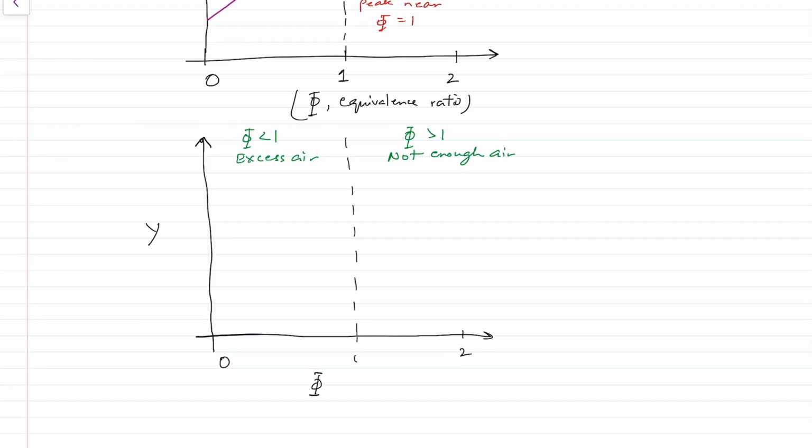If we draw different pollutants, the NO, the nitrogen oxide, is very much related to the temperature, as we saw. Let me try to draw the trend more accurately. Something like this. There's a peak at 1 for NO.